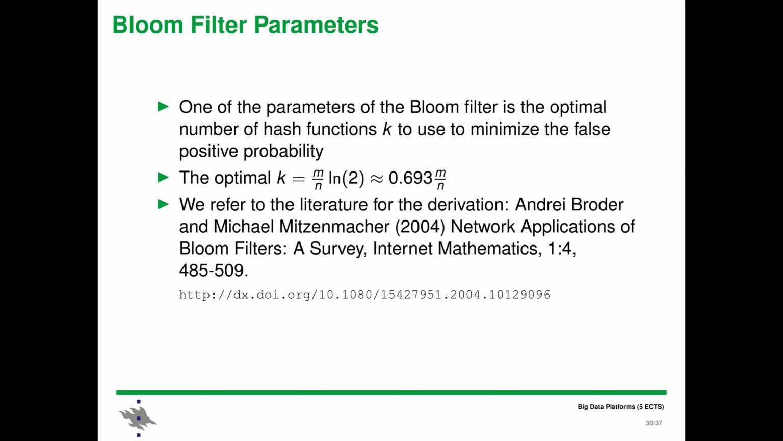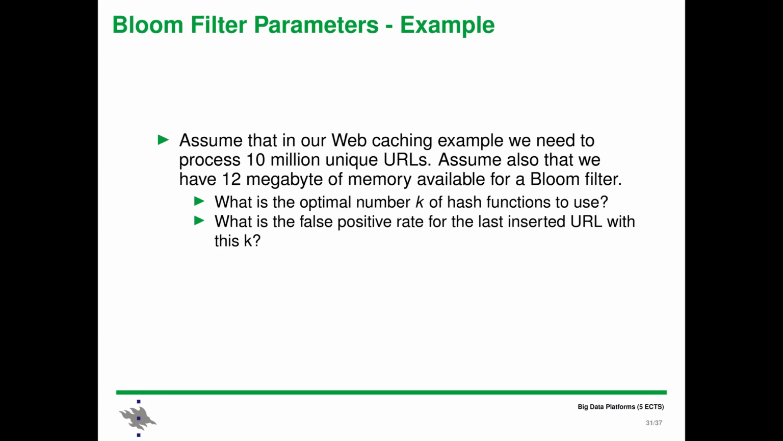Then one of the parameters of the Bloom filter is the optimal number of hash functions. I'm just referring to the paper below, which derives this and says that it's roughly 0.693 times m over n, where m is the size of the Bloom filter and n is the number of items you add. And then in the rest of this, I'll go through this really quickly. You have to go through this for the lecture quizzes.